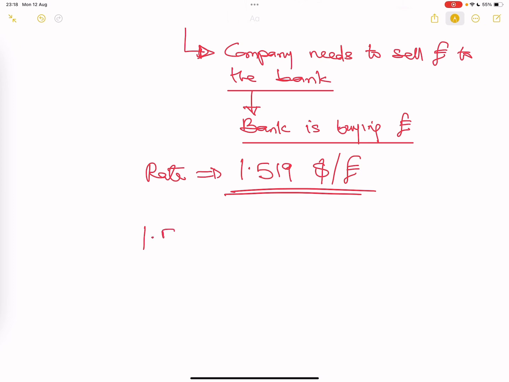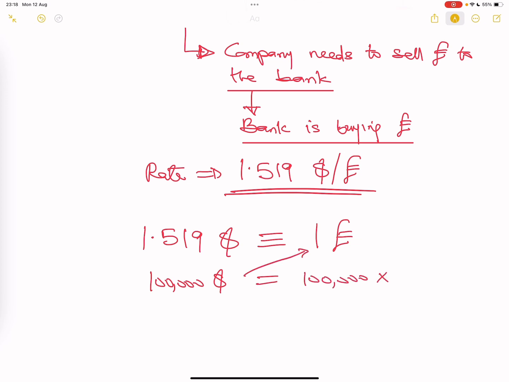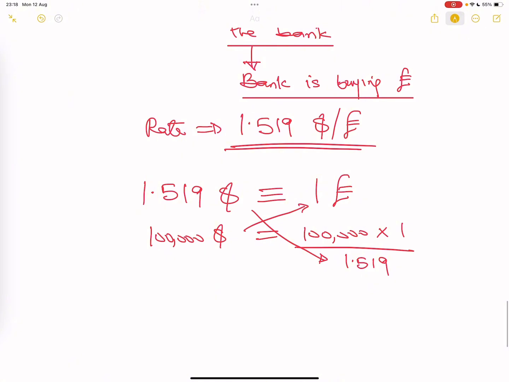So we now know that $1.519 is equivalent to £1, and we need $100,000, and that will be equals to cross multiply 100,000 times 1, then divided by 1.519, and that will give us 65,832.79 pounds. So that is the amount the company needs to be able to get this $100,000.